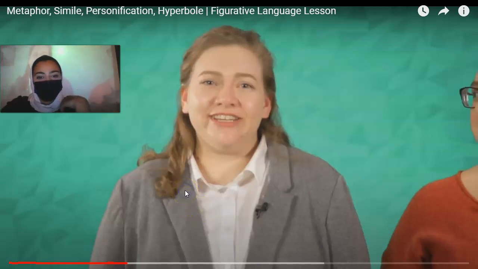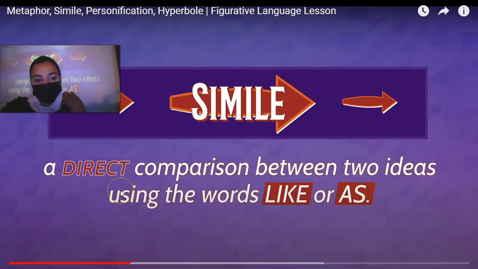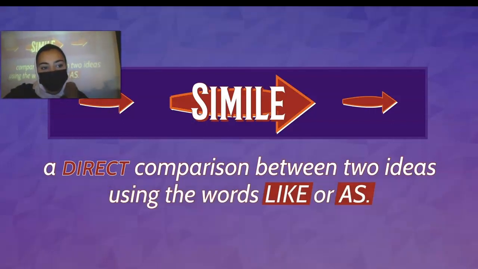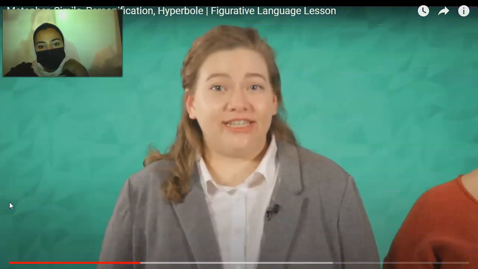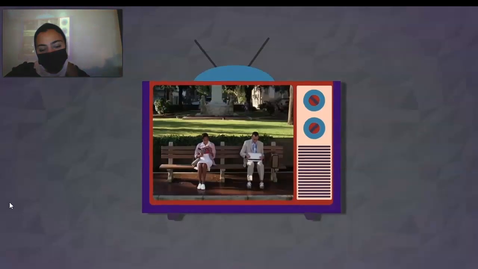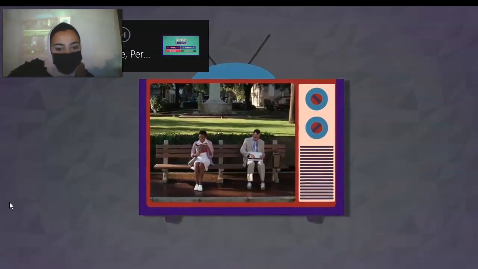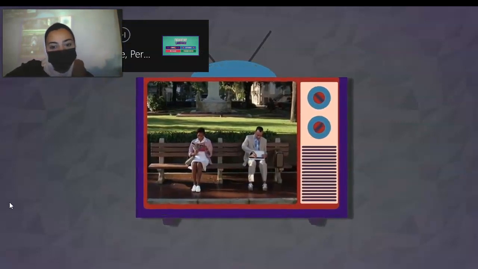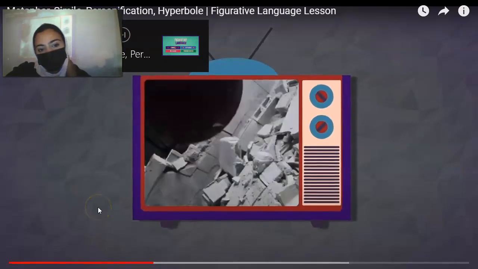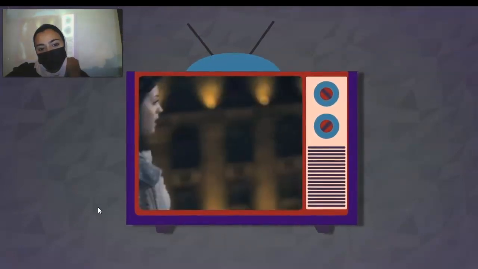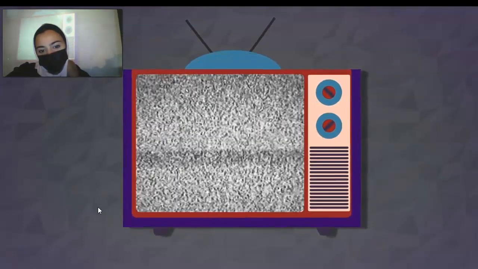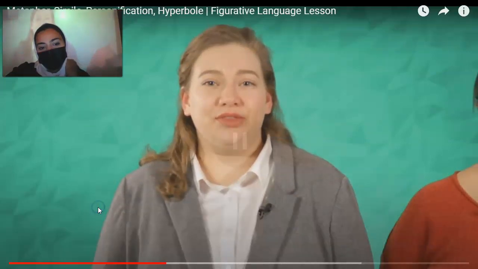All right. Technically correct. A simile is a direct comparison between two ideas, using the words like or as. And you've definitely heard these before. Mom always said life was like a box of chocolates. I came in like a wrecking ball. Do you ever feel like a plastic bag? By drawing a comparison between two.